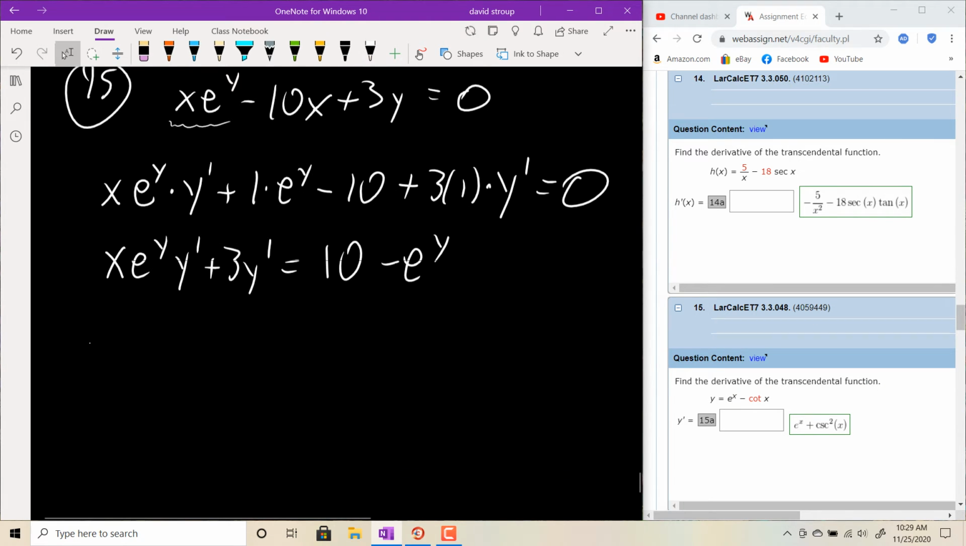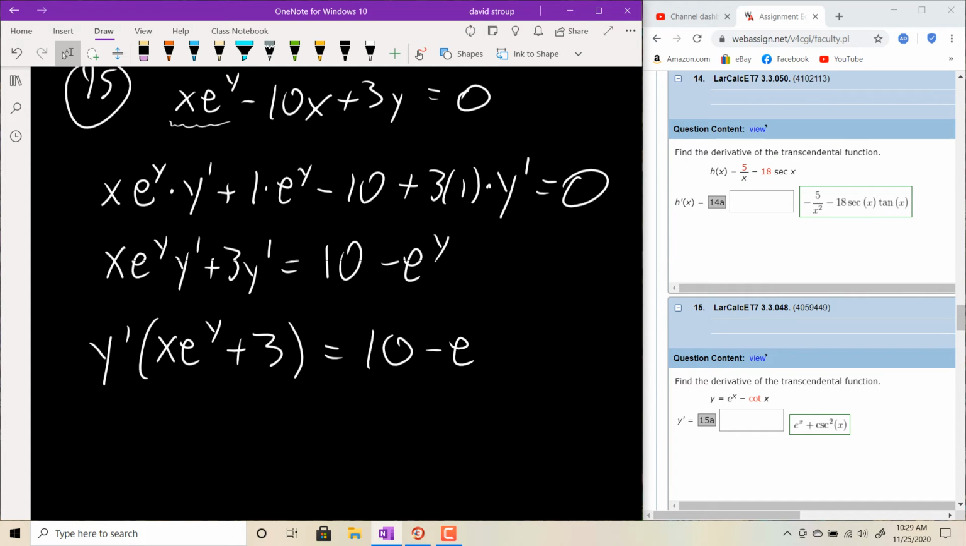Okay, and then factor out the y prime. So you get x e to the y plus 3 equals 10 minus e to the y. And then finally solve. y prime is 10 minus e to the y all over x e to the y plus 3. Okay. So problems like that.